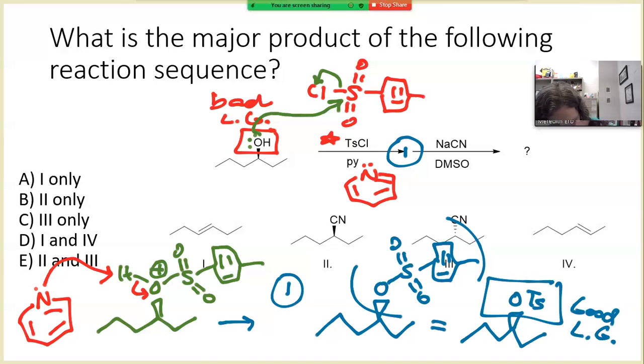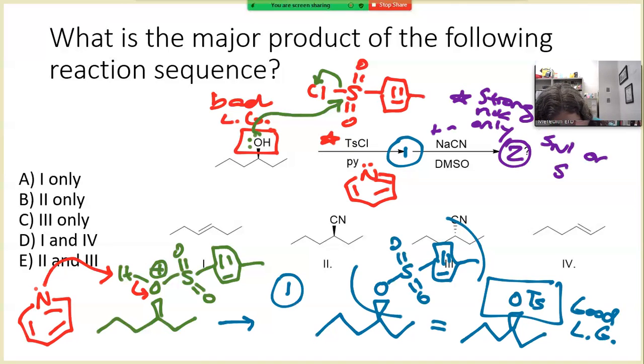Lastly, we have to figure out what happens in step number 2. To do this, we have to take a look at what our reagents are. We have sodium cyanide, and it's really important to recognize that the sodium cyanide is a strong nucleophile only. So that means we can cross off elimination as an option. We're only going to be considering SN1 or SN2 in this last step. DMSO is a polar aprotic solvent, and that will help to facilitate the SN2 reaction. So we have a strong nucleophile that also helps facilitate SN2, in addition to the aprotic solvent. So our last step is an SN2 mechanism.